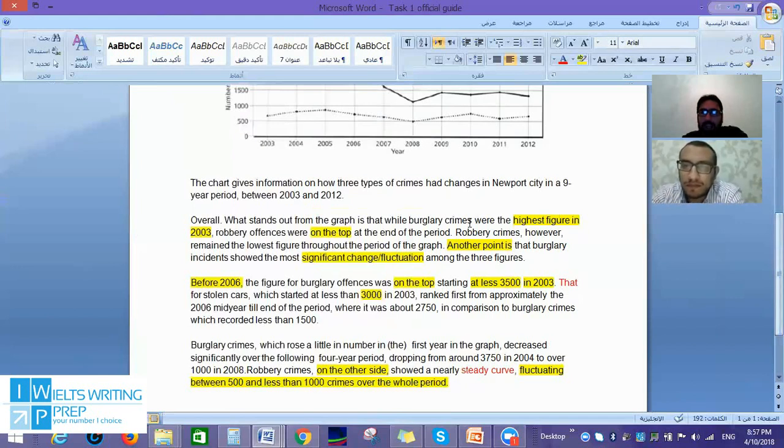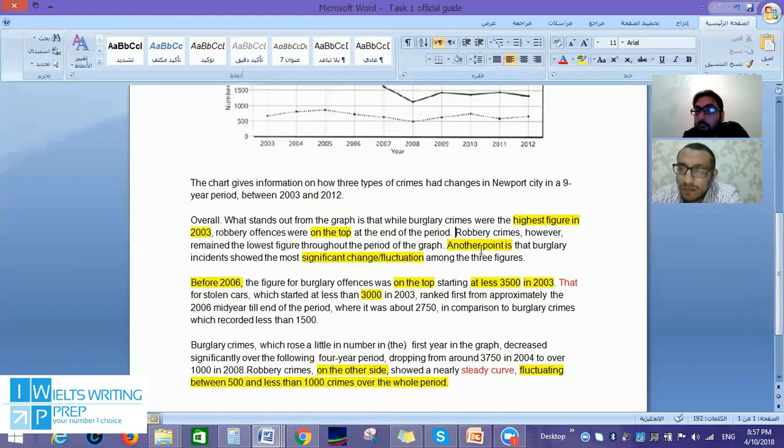Now, the way you organize the overview, what I like to do is this. I like to organize the ideas in the order that I'm going to present them in the body of the text. Then when the examiner is looking, they're going to see: did he mention the key features? Yes. Did he give details about the key features? So we just want to make it really easy for the examiner to find where your ideas are. So here we could just say this is the highest number, this is the lowest number.